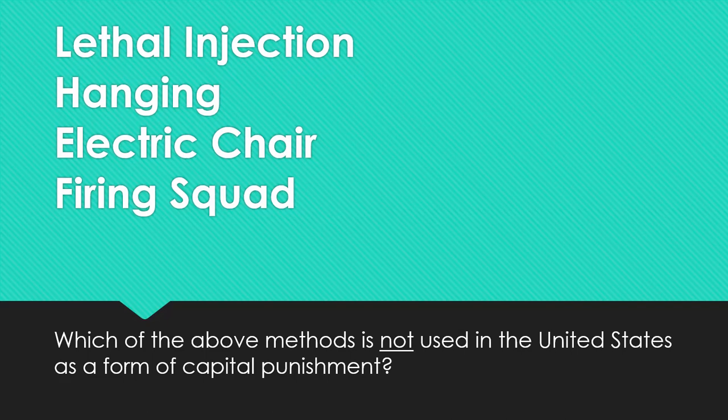Your task is: which of the above methods is not used in the United States as a form of capital punishment? I'm not going to tell you what the answer is. I want you to have a look at those, have a think about which ones you think are not currently used in the US as a form of capital punishment. Make your decision. Have a think also about why you have made that decision. If you think it might be this, it might be that, ask yourself, well, why do you think that?